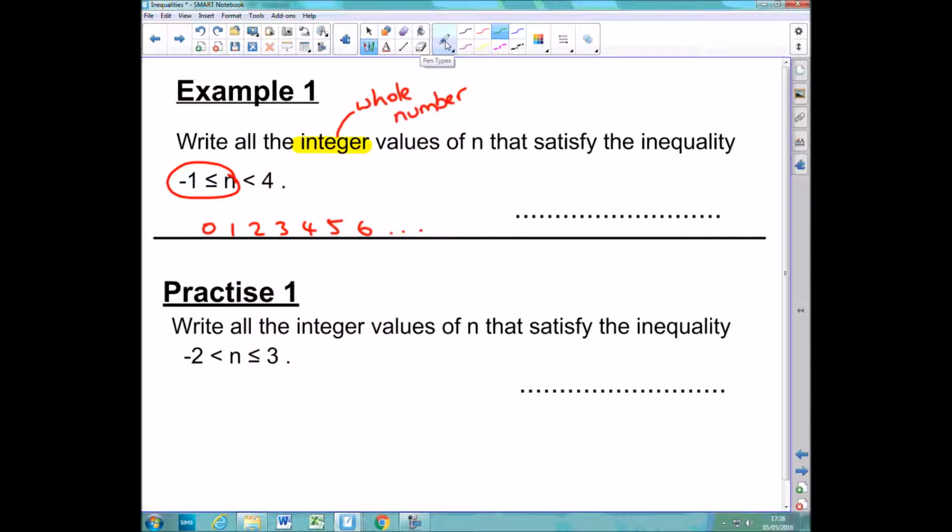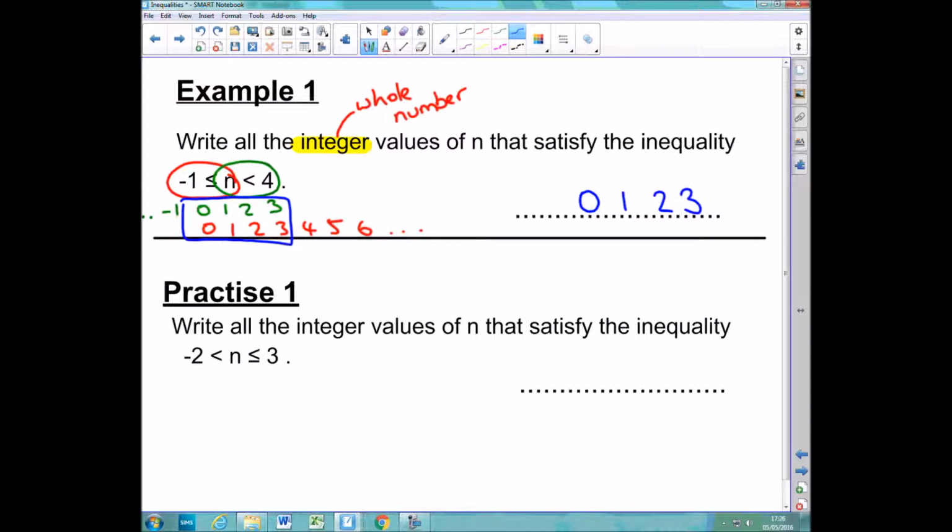The second inequality we've got here is telling me that n is smaller than 4. That means we can have all the numbers smaller than 4, like 3, 2, 1, 0. We could go into minus numbers, and we could carry on that way. Now, because the inequalities are sandwiched together like this, we want the answers that are in both. And if you notice, the answers that are in both are these numbers here, which are 0, 1, 2, and 3.